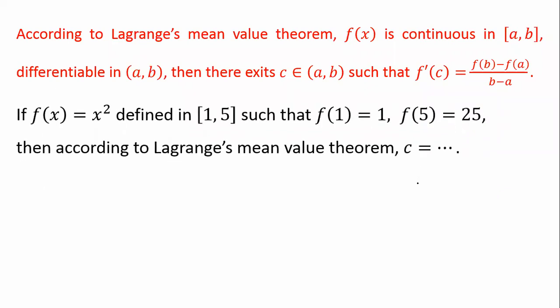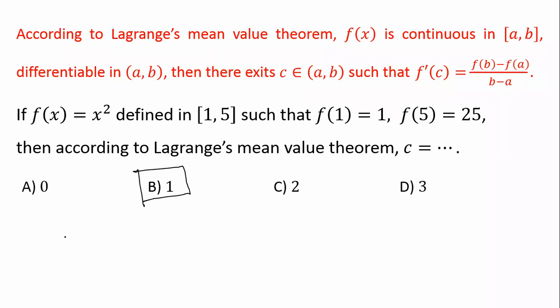In the next, you have to answer me. Tell me. f(x) equal to x square defined in closed interval 1 to 5 such that f(1) is given, f(5) is given. Then by Lagrange's mean value theorem, c is equal to, tell, everybody must tell now. No one? Option B, sir. 3? Do you want to say 3? Let us just try.